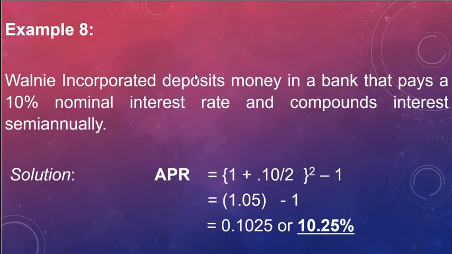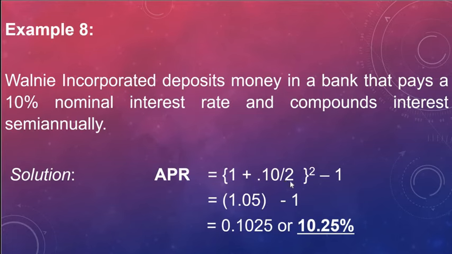So this is the sample problem for that. We have Walney Incorporated that deposits money in a bank that pays a 10% nominal interest rate and compounds interest semi-annually. So the nominal interest rate is 10%. Now, if you want to compute the effective interest rate or the annual percentage rate, this is how you do it. So 1, that's constant, plus 0.10, the nominal interest, divided by 2. 2 is the number of times you are going to compound the interest in a year. Since the compounding is semi-annual, that's every 6 months, so twice a year it compounds.